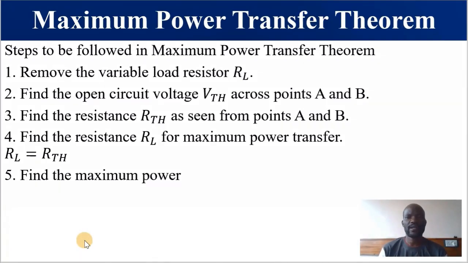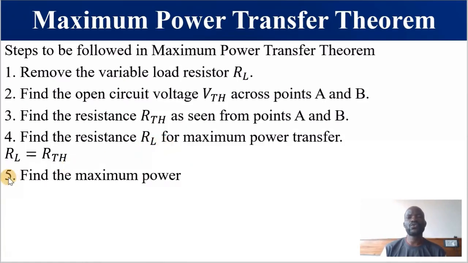So let's look at the 5 steps that are followed when you are solving maximum power transfer theory problems. Step number 1, we remove the variable load resistor RL. You remember this is what we did in Thevenin's theorem. Then step number 2, we find V-Thevenin across the points A and B. So after removing RL, we must mark 2 points A and B. Then we find V-Thevenin, in other words, our open circuit voltage. Then we also find R-Thevenin from the 2 points A and B. Then we find RL by equating RL to R-Thevenin. You are done. In other words, your R-Thevenin is your RL.